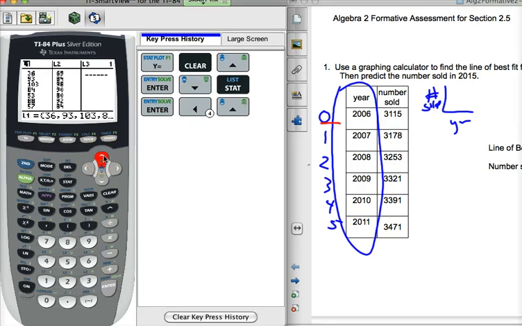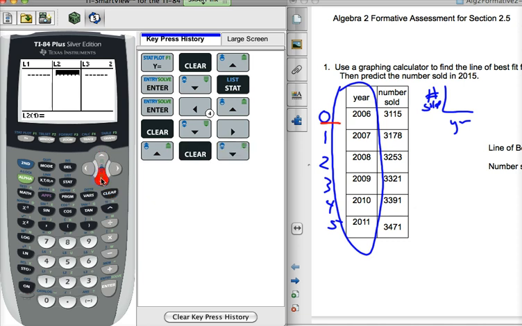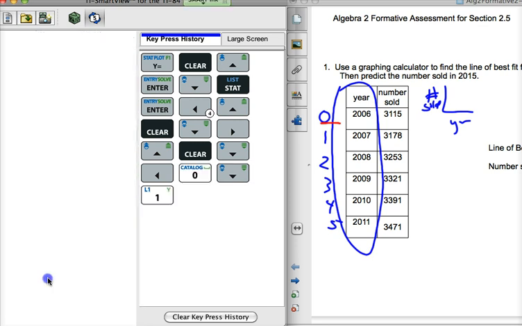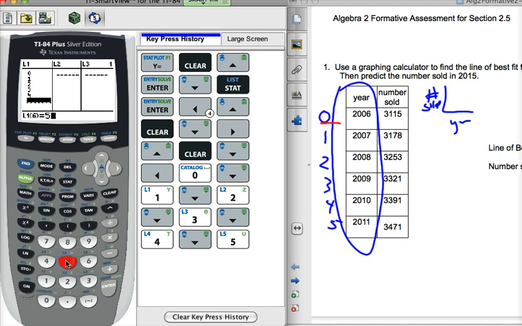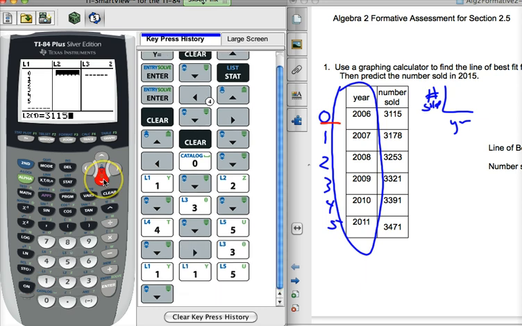You're going to arrow up, hit Clear, don't hit Delete, delete's bad, hit Clear, and then arrow down. Over to the right, I'm going to do the same thing. Arrow up, hit clear, arrow down. So now I'm going to go ahead and put my lists in. I've got to go 0 through 5, so 0, arrow down, 1, arrow down, 2 through 5. Over in list 2, put those numbers in. We have 3,115. On down.